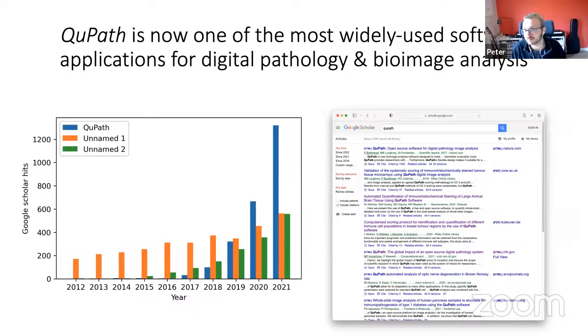In order to make the claim that I think it's one of the most widely used software for digital pathology analysis, I did a look on Google Scholar, and I took the names of the two biggest softwares in the field that I could think of so that I could plot them. But I don't want to name them. It's not a competition, but QuPath is growing a lot more quickly. And so it is really becoming very common.